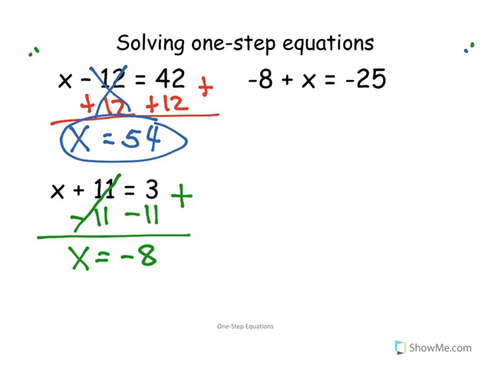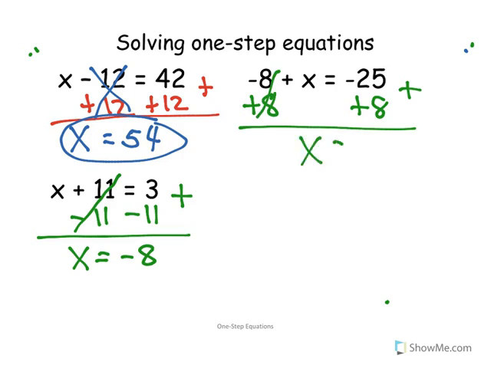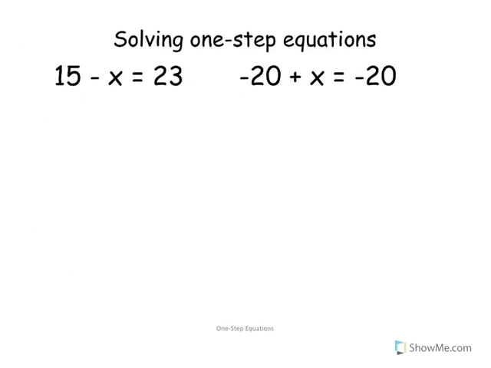What do I need to do? I need to eliminate that negative 8. How will I eliminate that negative 8? By adding positive 8 on both sides. So I'm going to add positive 8 on both sides. So on my left side, negative 8 plus positive 8 is 0. X comes down. Negative 25 plus positive 8 is negative 17. And if we check it, negative 8 plus negative 17 is in fact negative 25. All right, so these are going to be a little bit trickier.